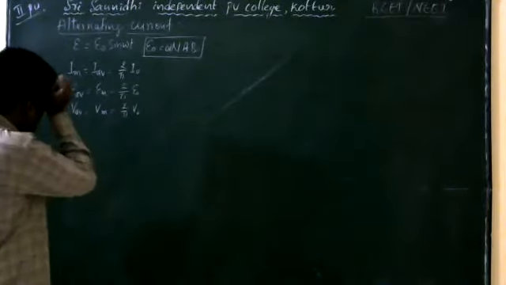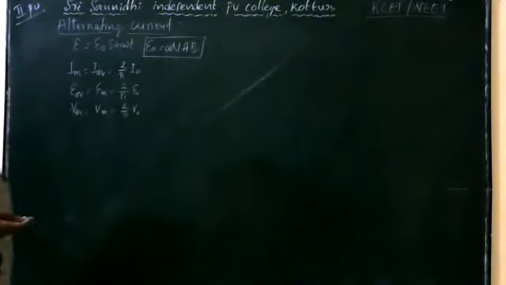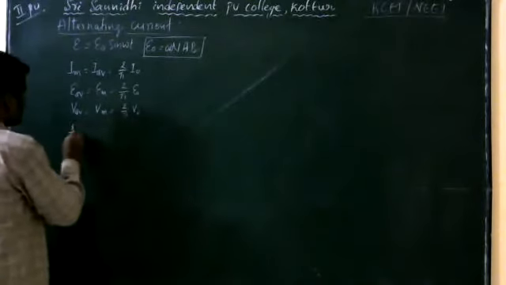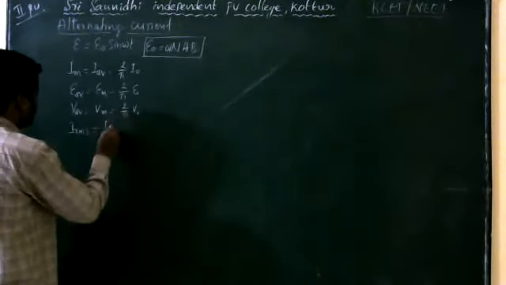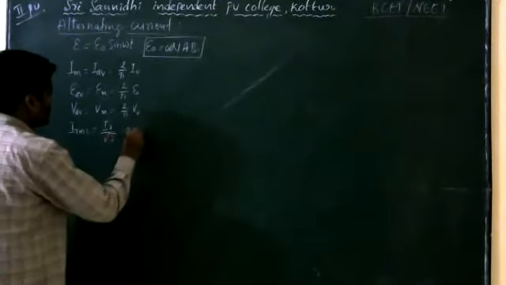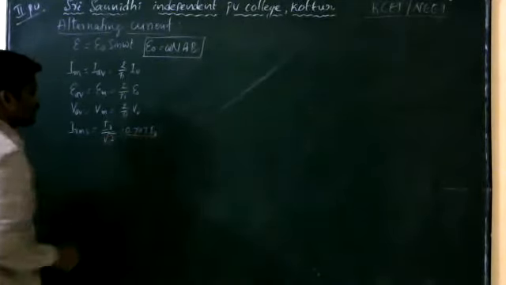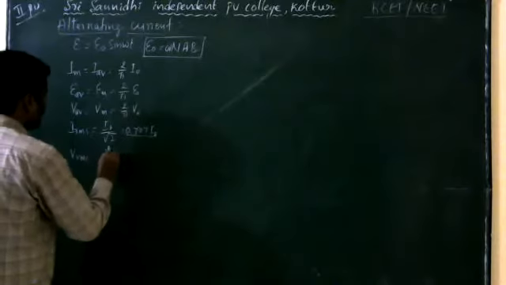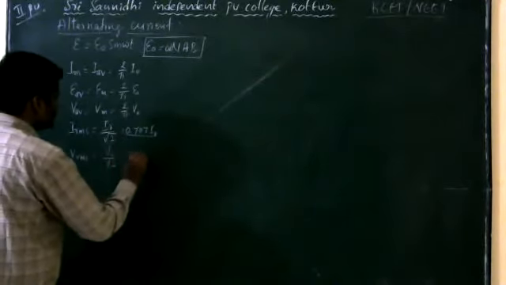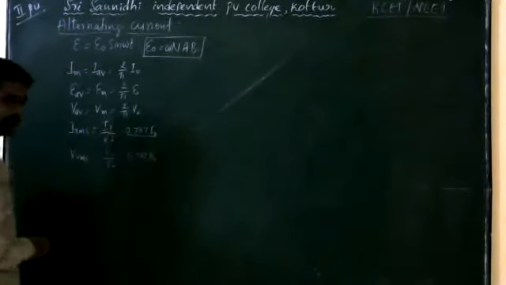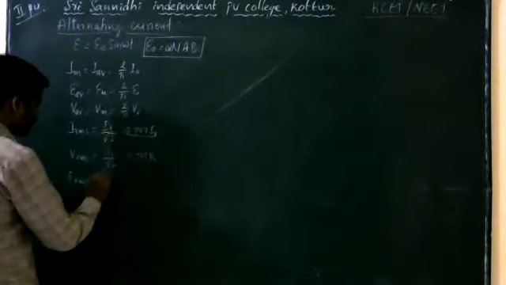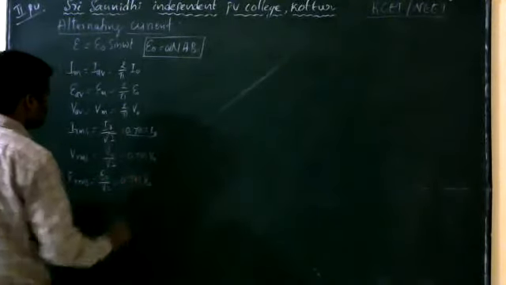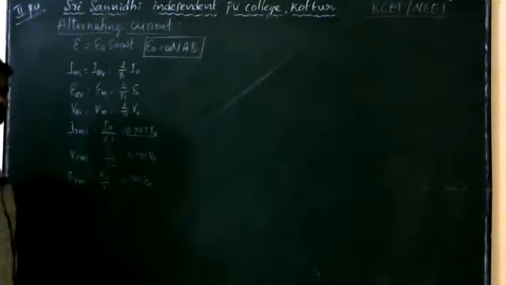Similarly, next comes the relation between RMS value and peak value. I RMS = I naught divided by root 2 = 0.707 into I naught. Then V RMS = V naught divided by root 2 = 0.707 into V naught. Similarly E RMS = E naught divided by root 2 = 0.707 into E naught. This is also one of the equations, and questions can be arranged from it.